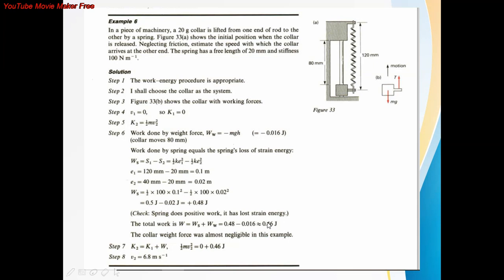So now we have found the total work done, we have found the initial kinetic energy, and we have to find the final kinetic energy. When we put in this formula, we basically get the final kinetic energy as 0.46 joules, and when we put in the value of m, we finally get v2, which is equal to 6.8 meter per second. So this is how we can apply the work energy principle. Another way of implementing the work energy principle, I have shown in another numerical.